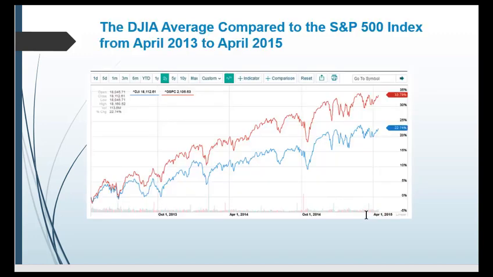Now, we can also look at this over time, right? So here is from April 2013 to April of 2015. As you can see here, the red line is the S&P 500. The blue line is the Dow Jones Industrial Average. And you see that they both move relatively the same up and down. But if you look, the slope of the S&P 500 is a little bit higher during this time frame than the Dow Jones Industrial Average. The S&P 500 was growing faster than the Dow Jones was.